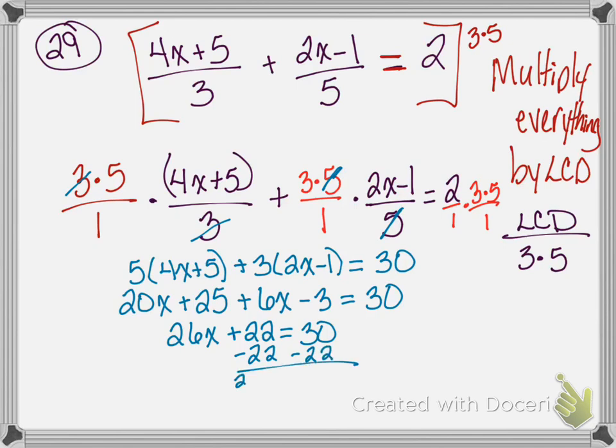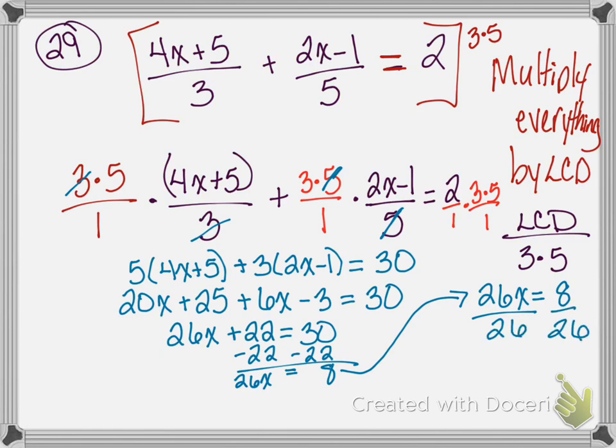Then I'm left with 26x equals positive 8. My next step is to divide by 26. And that is 4 over 13. I realize that's written on top of the hand.